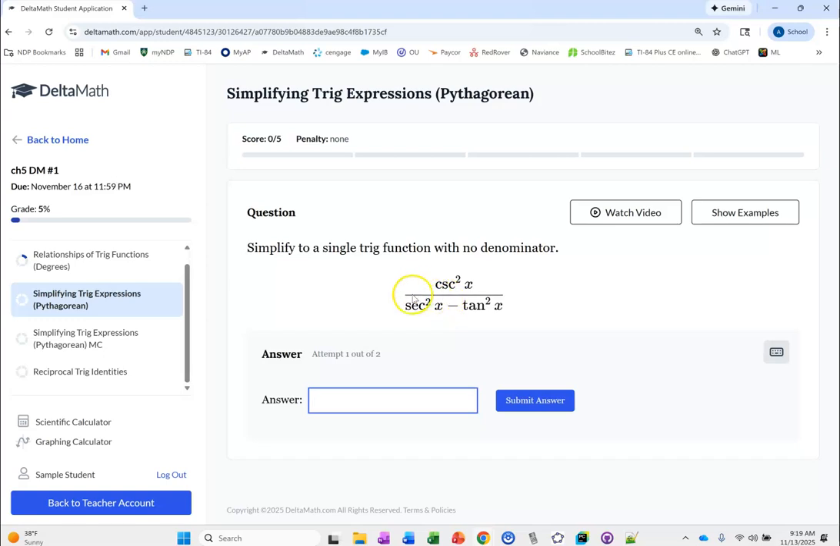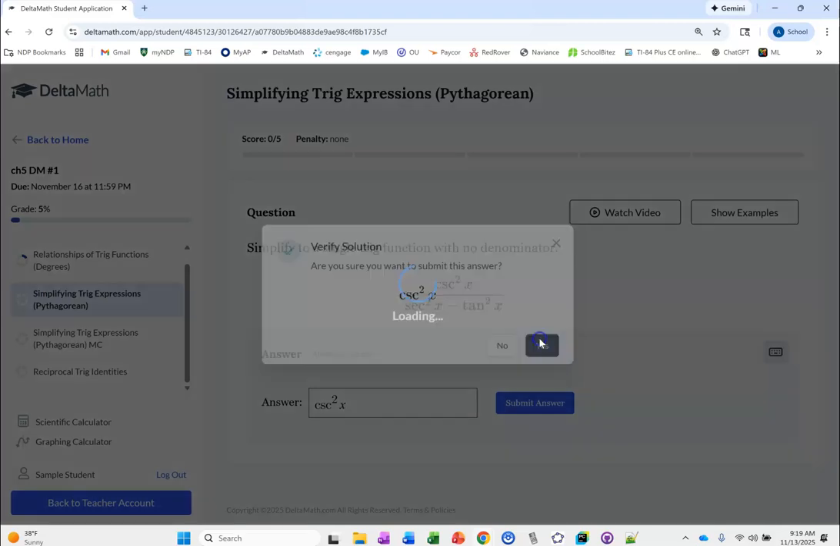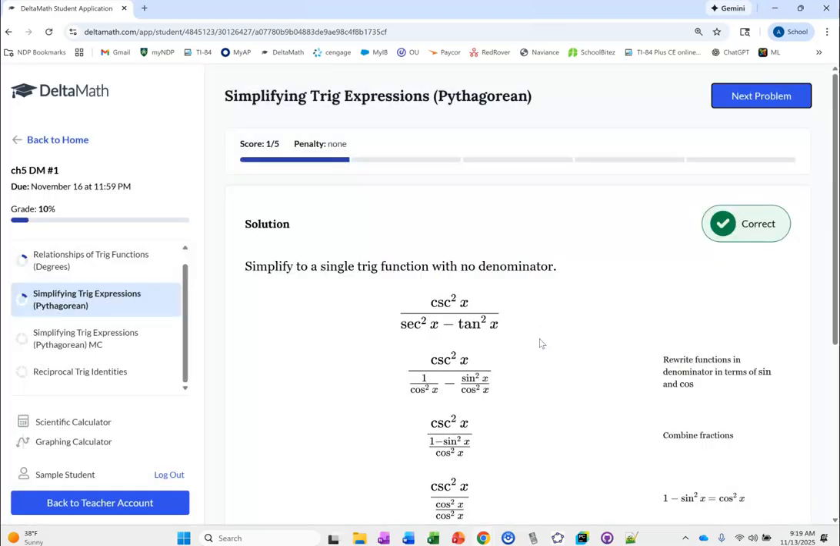Okay, so if secant squared is equal to tan squared plus 1, I can replace the secant squared with tan squared plus 1. So the tan squareds are going to cancel out, right? And I'm left with just a 1 in the denominator. So I'm going to have cosecant squared over 1, or just cosecant squared. And there we go. Everybody's okay with that idea?